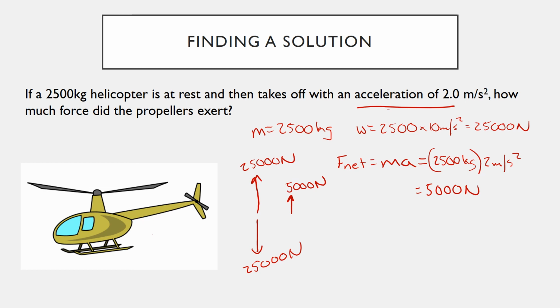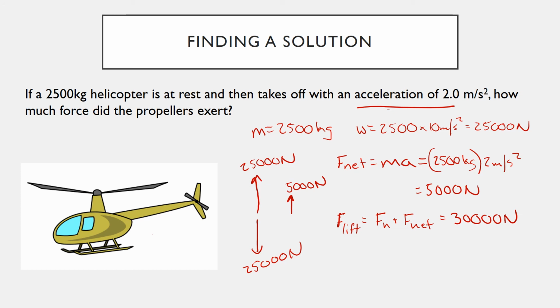To do that, the lift force is the sum of the normal force plus the net force. So we're going to have to exert 30,000 newtons of force to actually lift this helicopter up in the air at an acceleration of 2 meters per second squared.